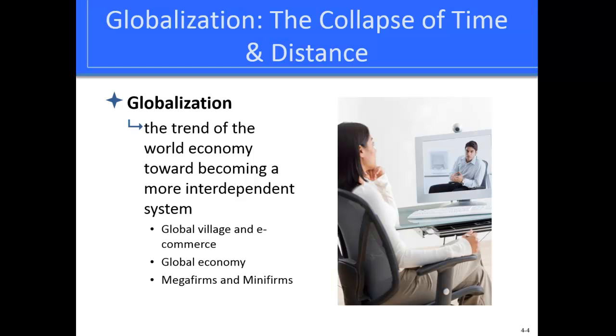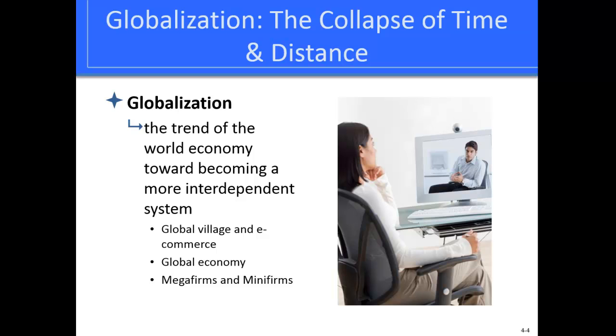The rise of the global village and electronic commerce, or what's better known as e-commerce. The second one is the trend of the world becoming one big market, or a global economy. And the third is the rise of both mega firms and internet-enabled mini firms.